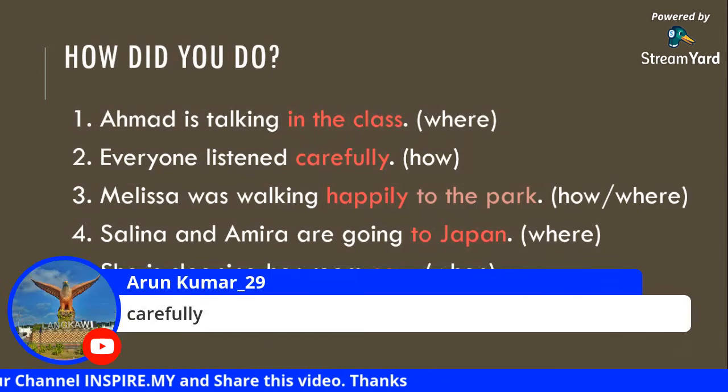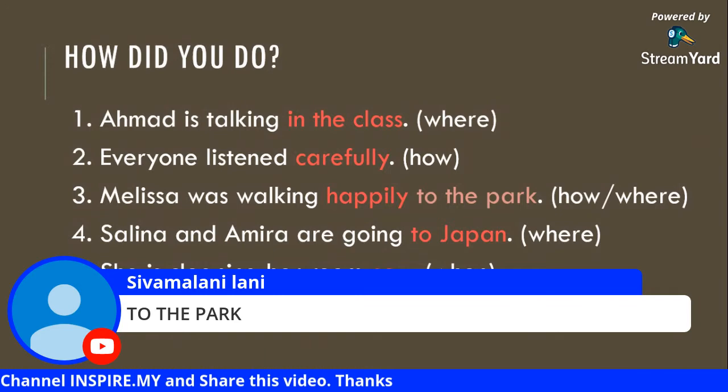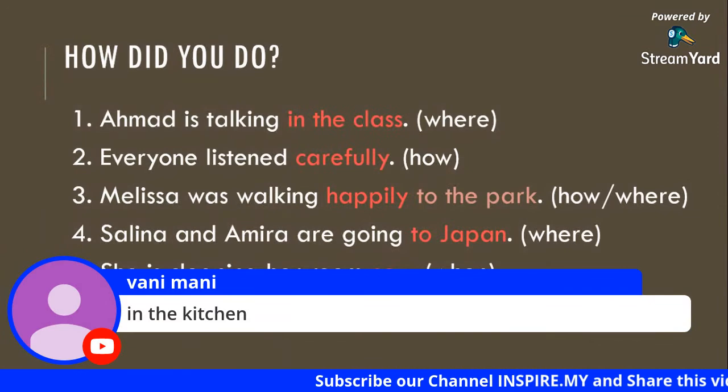She is cleaning her room now. Now indicates time. So it is the adverbial of time. They were eating in the kitchen. Where? In the kitchen.